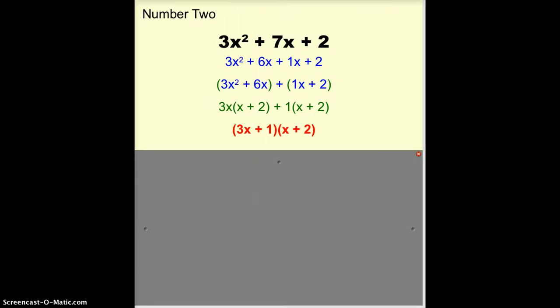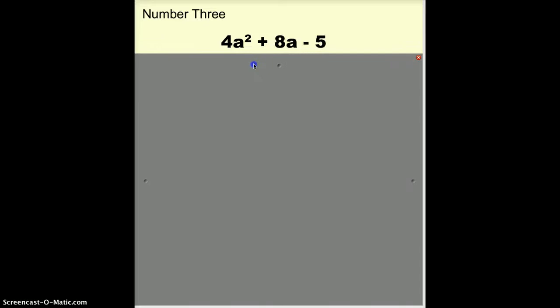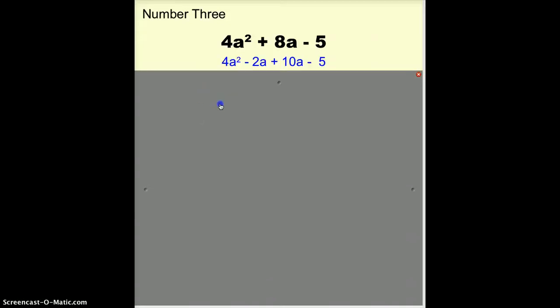Number 3, 4a squared plus 8a minus 5. Pause the video here. Factors of negative 20 work out to be negative 2 and positive 10. That also add up to positive 8a.